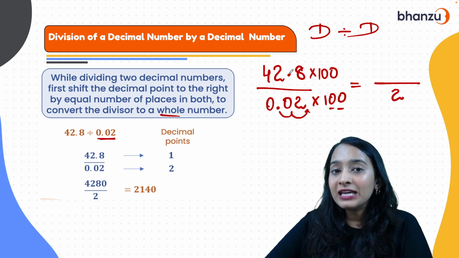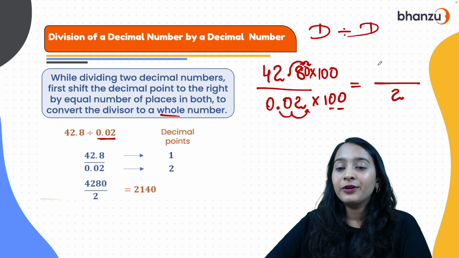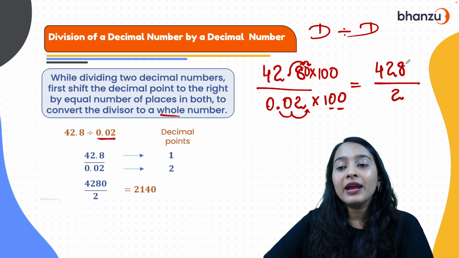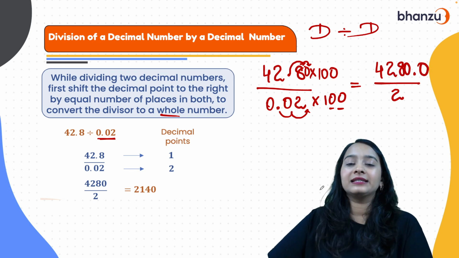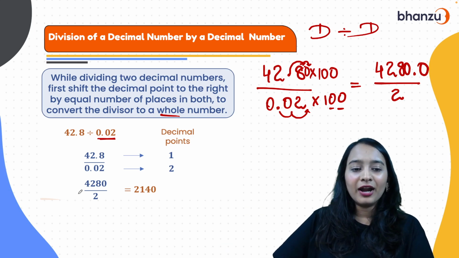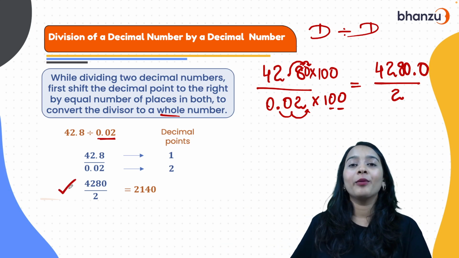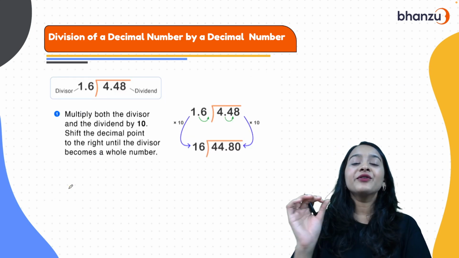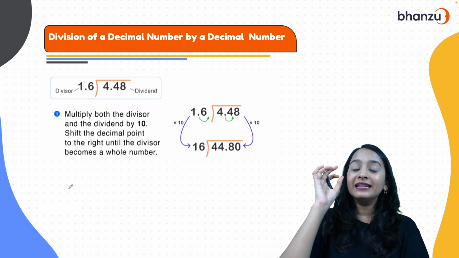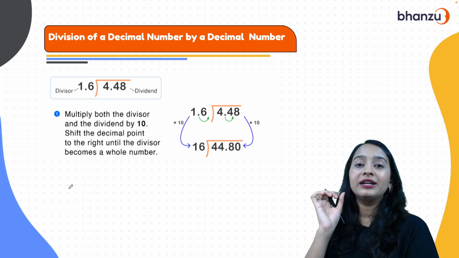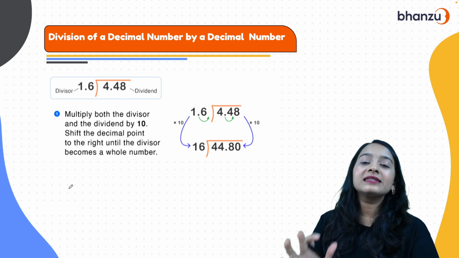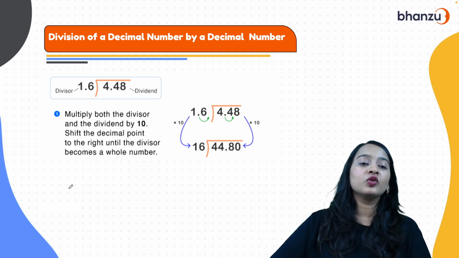So how many digits do I have to move? 1, 2. So it's going to become 4280.0, which is nothing but 4280 divided by 2, like a normal division. Alright, so whenever you have a decimal number as your denominator, first thing first, change it into a whole number.